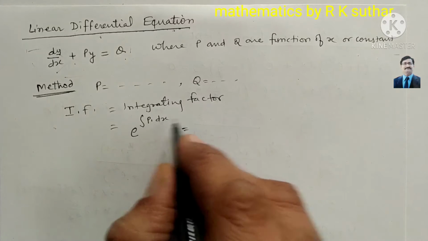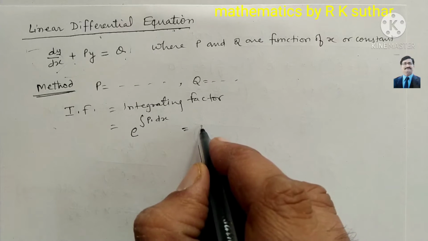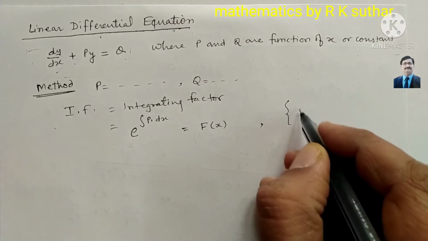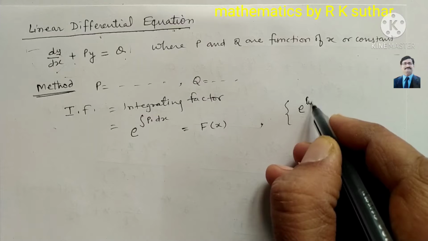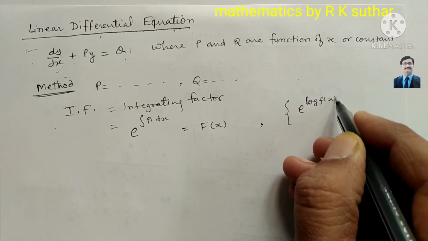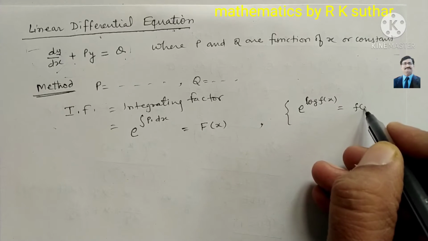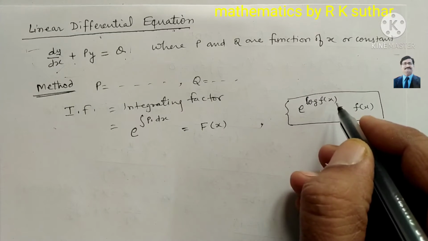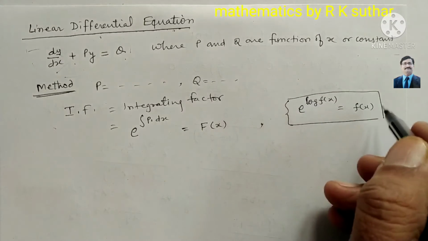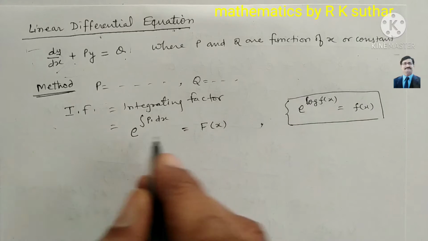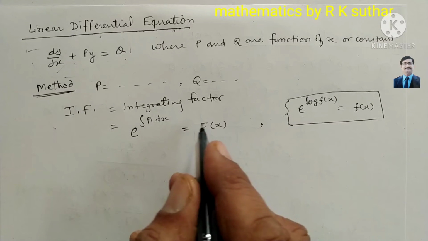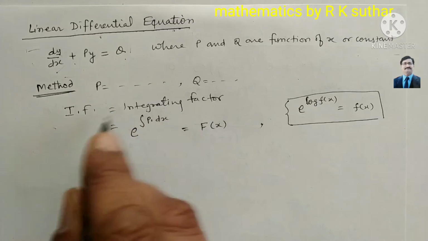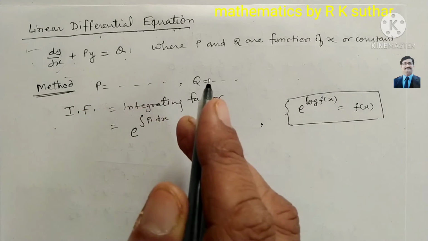You find the integral, and suppose you get capital F(x). If you have e to the power log F(x), then you get F(x); keep this in mind. Sometimes you get e to the power log, so the e power and log cancel and you get F(x) only. This is the integrating factor, and in the exam you can get a question only for the integrating factor also: find the integrating factor of this linear equation.